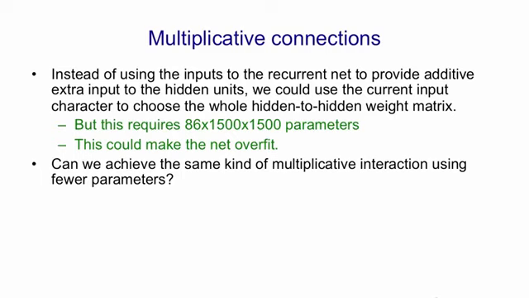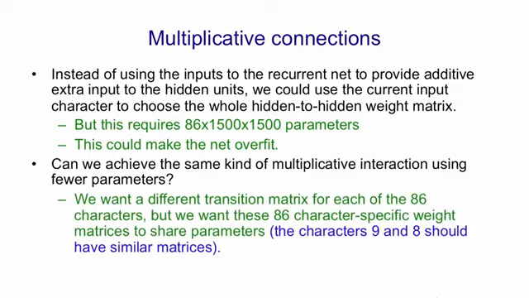For example, all of the digits are all quite similar to each other in the way in which they make the hidden state evolve. So we want to have a different transition matrix for each of those 86 characters, but we want those 86 character-specific weight matrices to share parameters. And that's a reasonable thing to do because we know that characters 8 and 9 should have very similar transition matrices.